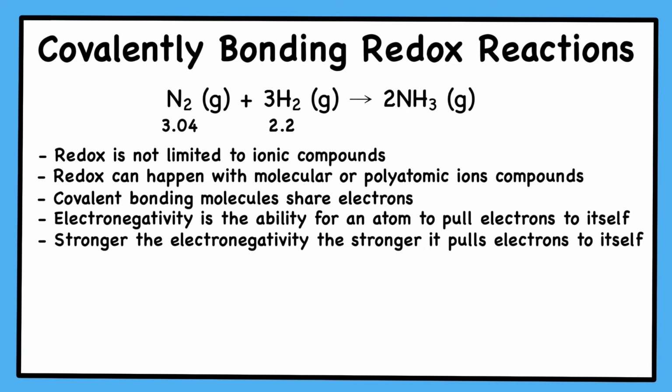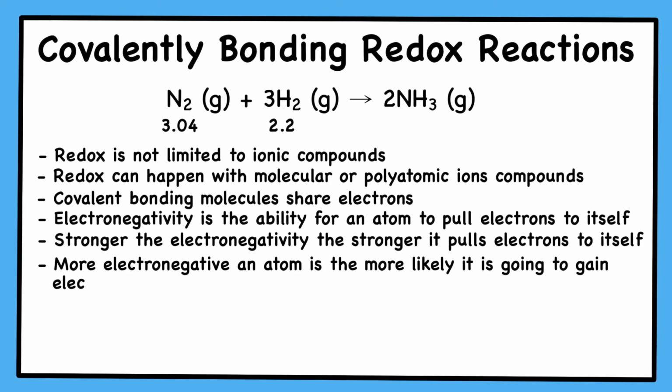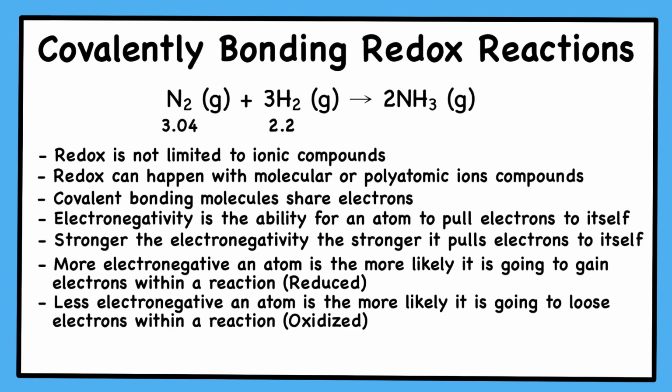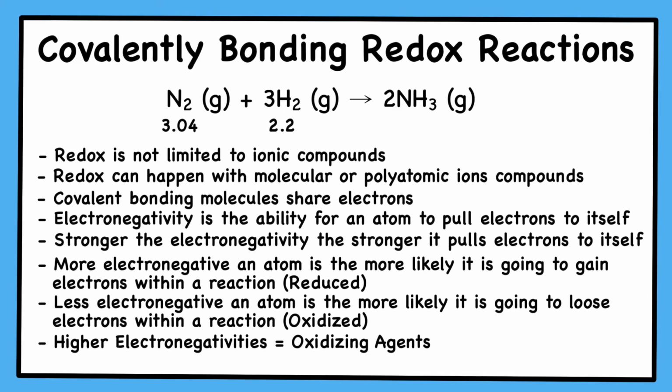With this illustration, we can come to a conclusion that the more electronegative an atom is, the more likely it's going to gain electrons or be reduced. On the flip side, the less electronegative an atom is, the more likely it's going to lose electrons or become oxidized. This means atoms with higher electronegativities are oxidizing agents, while lower electronegativities are going to result in reducing agents.